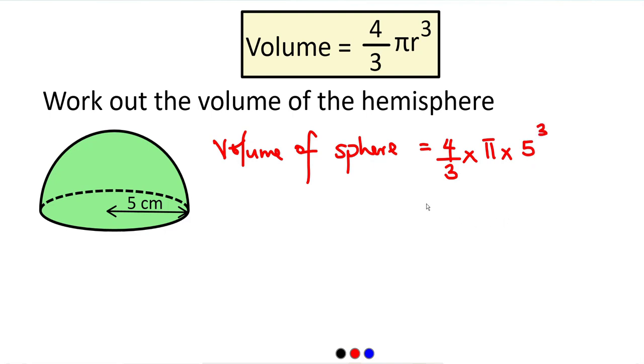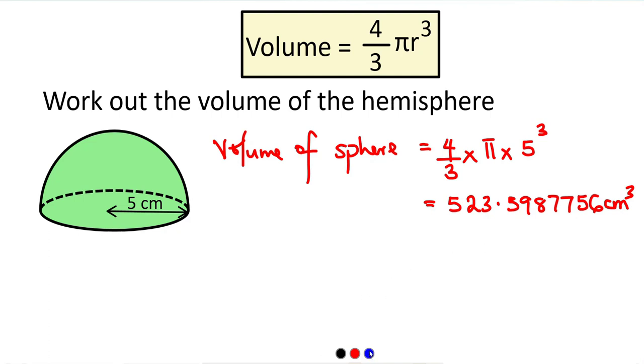Now, if you punch these values, 4 over 3 times pi times 5 cubed, on your calculator, you're going to get 523.5987756. We write everything we have on the display of our calculator. Of course, it's going to be centimeters cubed. The reason why we didn't round here is because we only round our final answer at the final bit of our question.